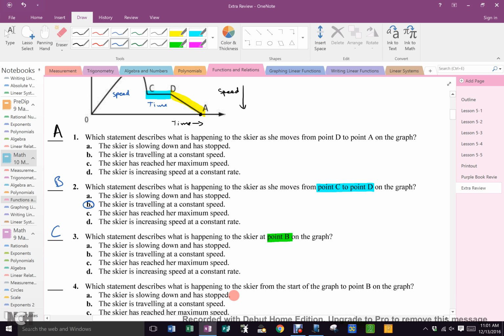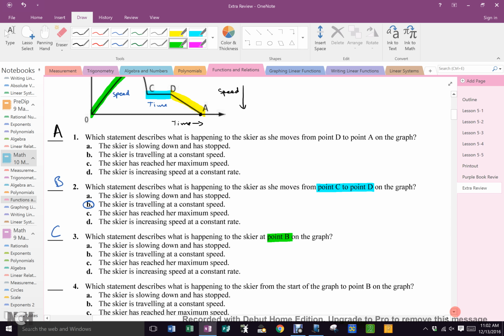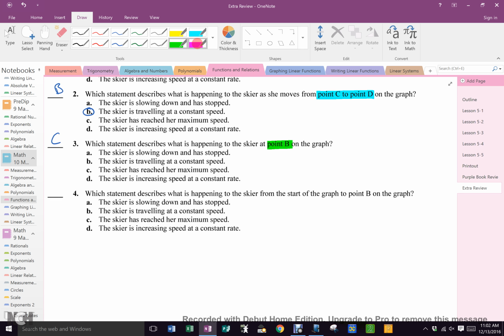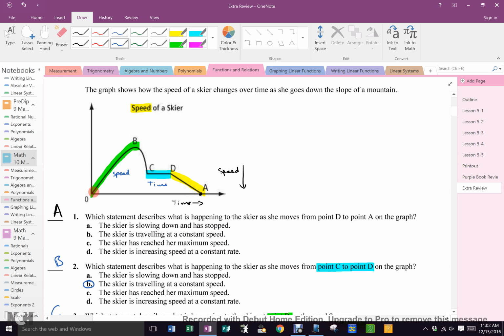And finally, what happens to the skier from the start of the graph to point B? Well, when he starts, that is all of this. When he starts, he's got no speed. His speed gets faster and faster. Now he's at top speed. So it is D, because he is increasing at a constant rate. Why is it constant? Because it's a straight line. And then he starts to slow down a little.